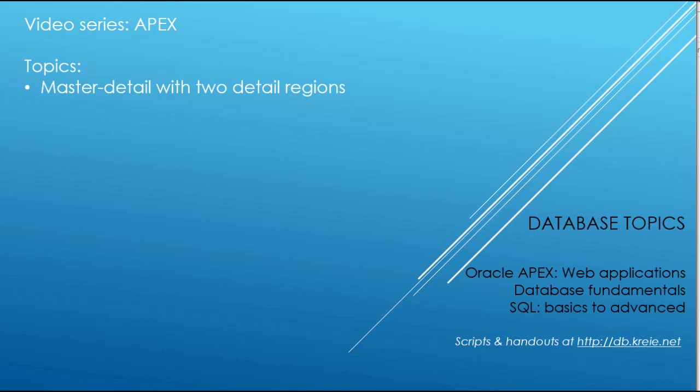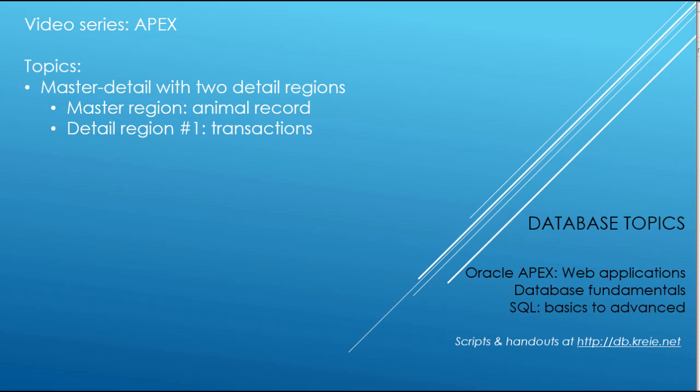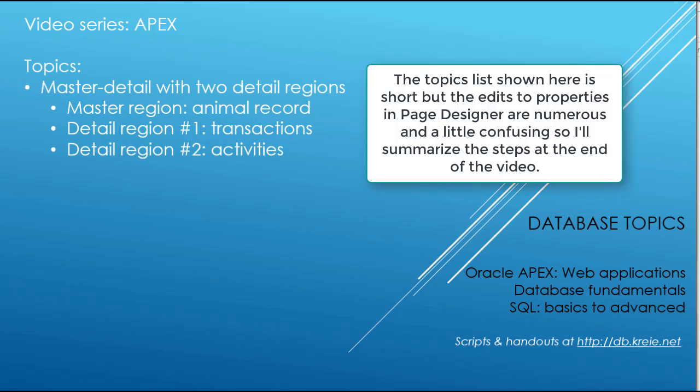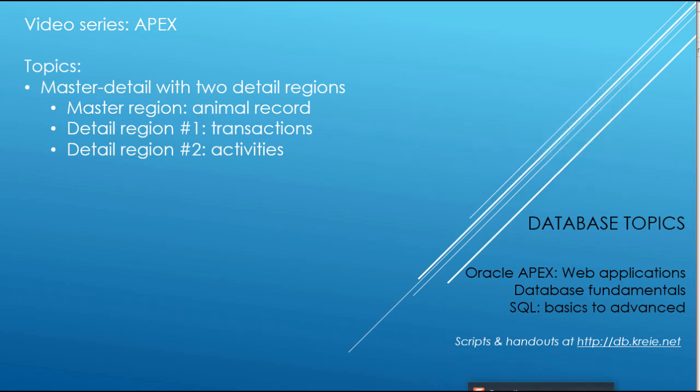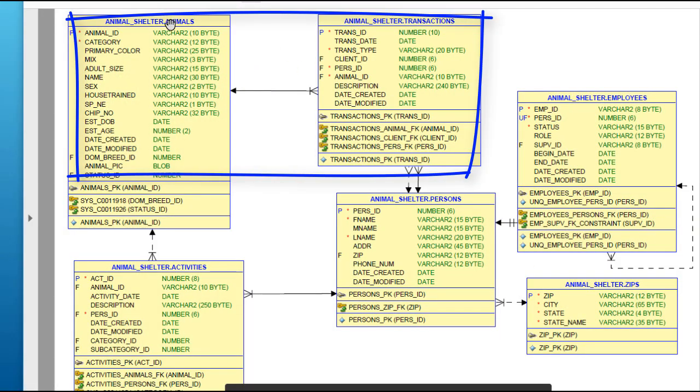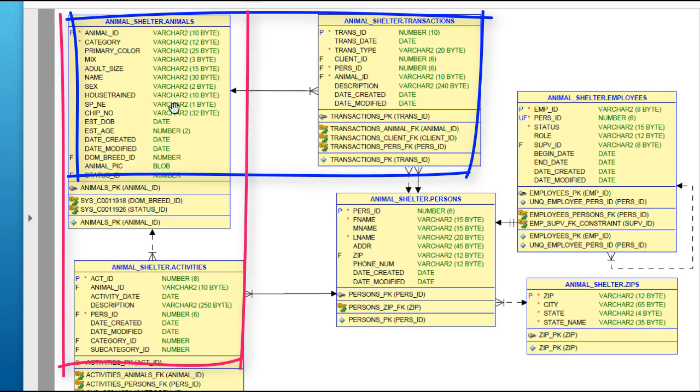In this video, we're going to make a master detail form where we have one master, which is the animal data, a record from animals, and we have a detail region for transactions related to that animal and a detail region for activities related to that animal. So if I look at the data model here, let's look at the data dictionary. What we'll do is have the animal data in the master region and related transactions in one of the detail sections and add another region for activities.